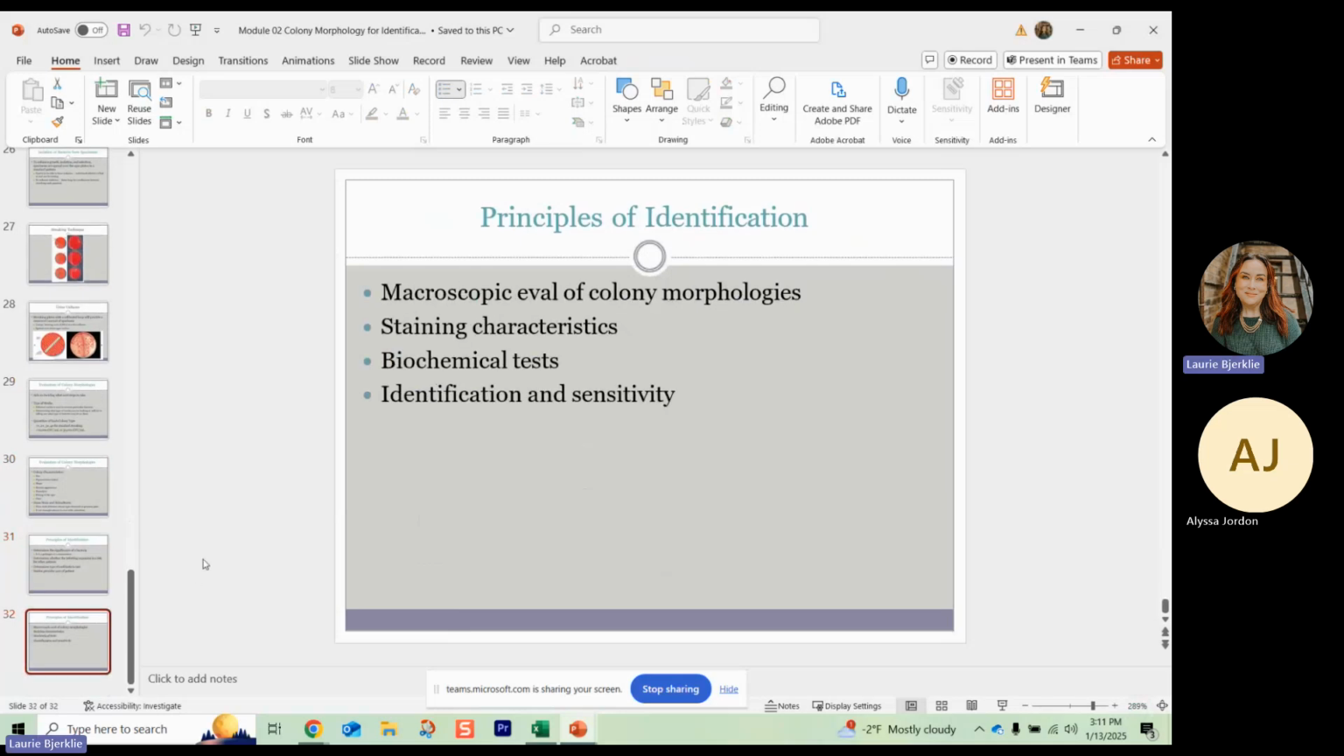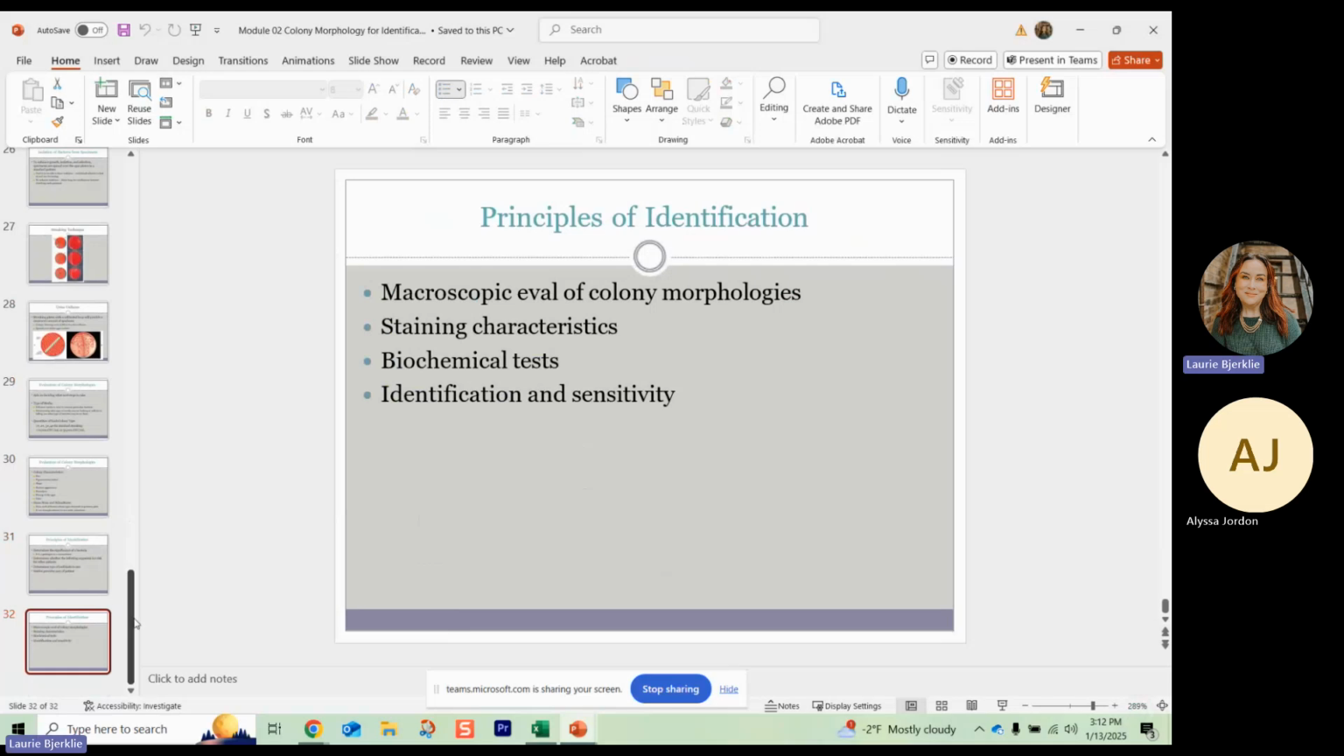So overall, the identification process is the colony morphology on the plate, then the staining characteristics of the gram stain. Then we get into the biochemical testing, which we will start to learn as we learn about our different bacteria. And that will identify our bacteria, so identification then. And then we do what we call sensitivity testing, which is your antibiotic testing. And that we're going to learn more about next week.